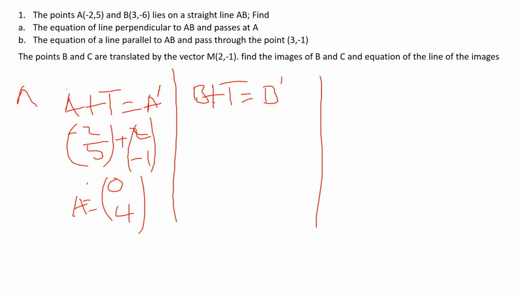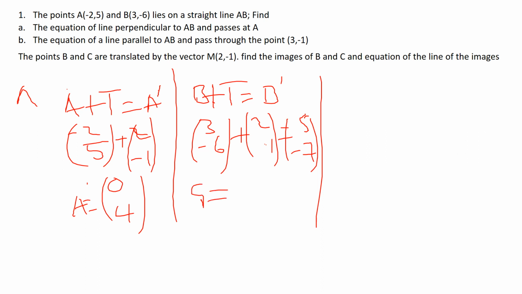And in this case here I'm going to have this one 3, negative 6, and then I have plus 2, negative 1, and this one will give me a 5, and then negative 7. So then the next we are told to get the gradient of the two.